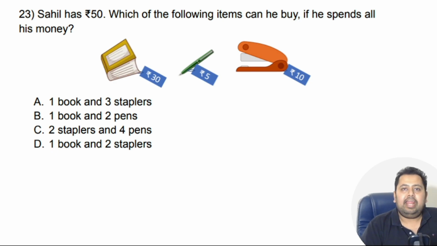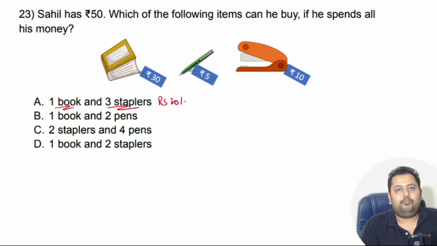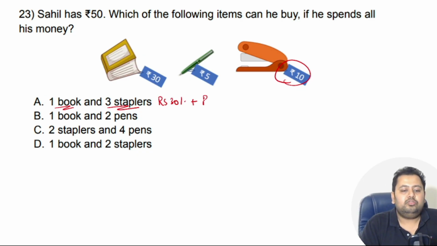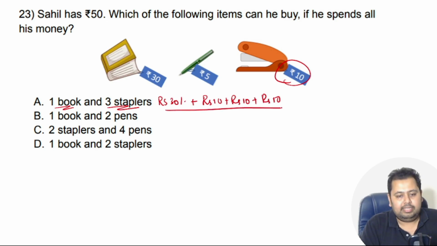Okay, so let's try and find out from the options given over here. One book and three staplers would cost Sahil how much? One book would cost rupees 30. I'm not drawing the rupee sign, just for the sake of simplicity, I'm just writing rupees. And three staplers. Stapler costs rupees 10, right? So this will be rupees 10 plus rupees 10 plus rupees 10. Now, if you do the addition, you will find out that this costs rupees 60 in total, right?